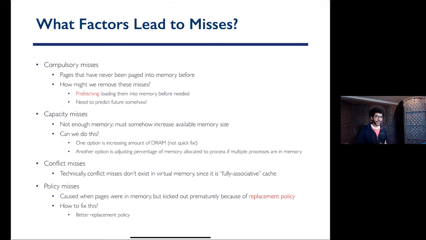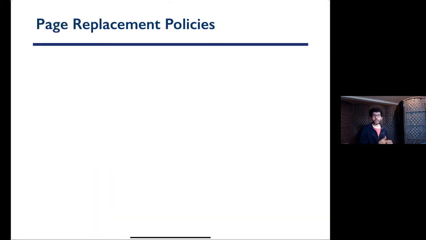Because maybe there was another page that nobody uses, and you could have chosen that page and evicted it, but you mistakenly picked a popular page and evicted that one, and that caused a lot of future misses that we call a policy miss, which basically could happen because of your replacement policy. How can you make that better? Well, you have to have a good eviction policy, which we will talk about next.